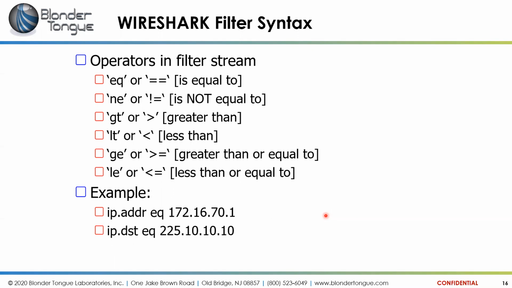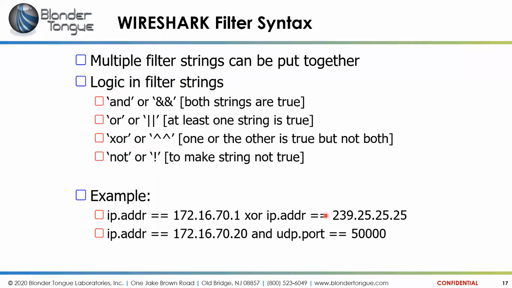So the operators in the filter stream: equals, you can use the letters EQ, or the equal sign twice, equal to that IP address or what have you. Not equal to, greater than, less than, greater than or equal to, less than or equal to, and so on. There's a whole community out there dedicated to helping people with working with Wireshark. So there's a lot of resources for setting up and working with Wireshark out there.